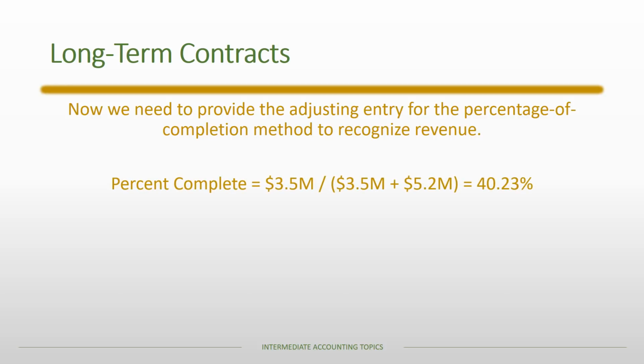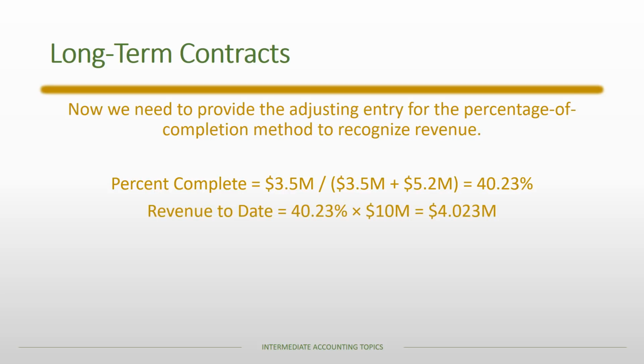And so the first thing we have to calculate is what percent are we complete? Well, we had $3.5 million of costs already, and we anticipate another $5.2 million. We know the initial estimate was 8.5, but now we have a new estimate of 8.7. We use that new estimate as the basis to figure out what percent complete we have. And so we can see that we've completed, according to our costs, 40.23% of the contract.